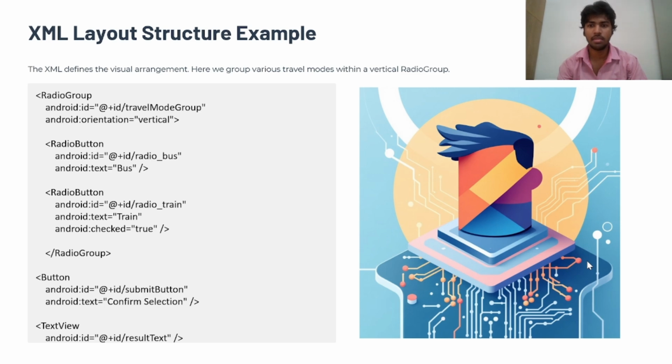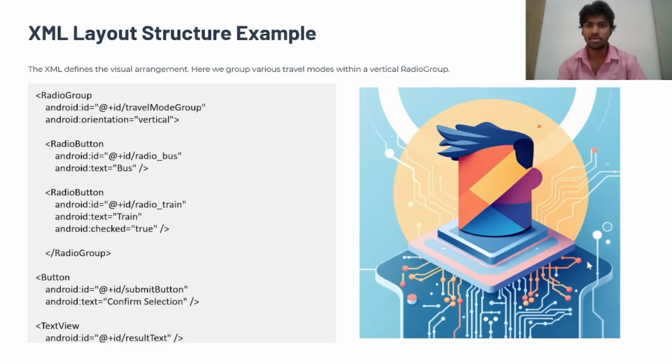Here is the core XML structure for our application. First, we have our radio group, which we have given the ID travel mode group. Inside it, we have defined our radio button options. You can see the options for bus and train here. Notice the line android:checked="true" on the train button. This is important as it sets train as the default selection when the app first starts. The other buttons for car and bike are also in this group.